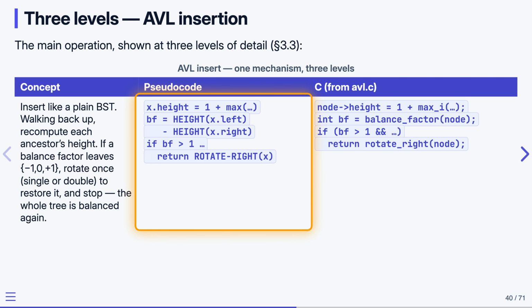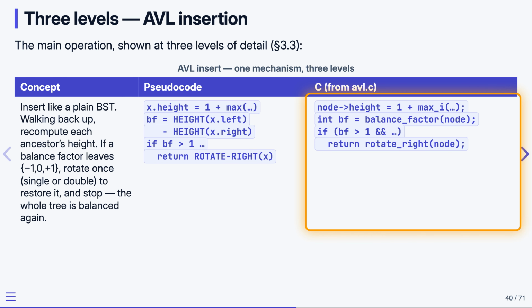In pseudocode, that is 3 lines. Set the height to 1 plus the max of the two children. Compute the balance factor as left height minus right height. Then, if the balance factor is greater than 1, return rotate right. The C code says exactly the same thing. Node arrow height gets 1 plus max, int BF gets balance factor of node. And if BF is greater than 1, return rotate right of node.